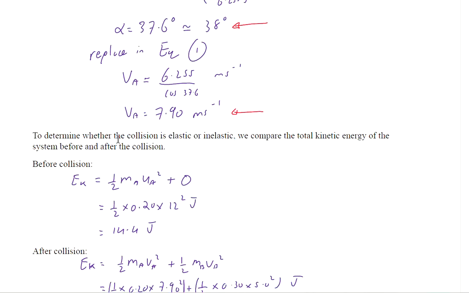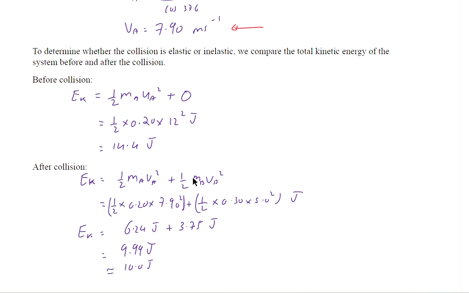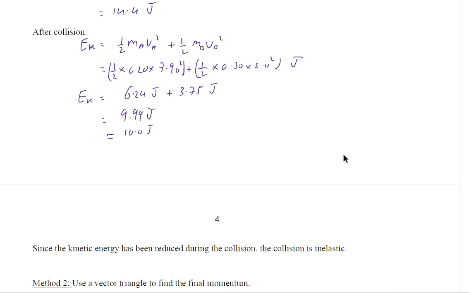Before collision, only A is moving. We can calculate the kinetic energy as 14.4 joules. After collision, I have the speeds of both A and B, means I can find the total kinetic energy. Again, I let you go over the calculation. I'm going to get 10.0 joules. Means that after collision, the kinetic energy is less than before collision. Hence, the collision is definitely inelastic.